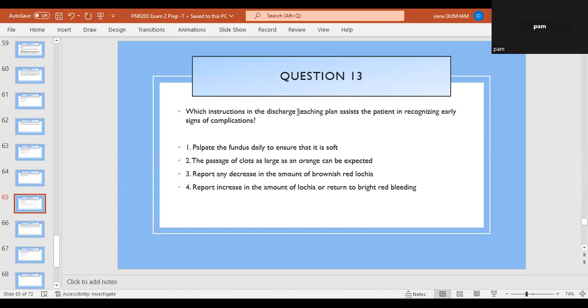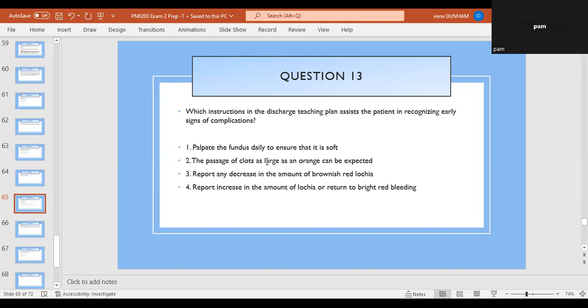I got a few more, not too many, and then I think we'll be done. Which instructions in the discharge teaching plan assist the patient in recognizing early signs of complications? Okay. So again, what's the question asking me? It's asking me in the discharge. So would it be palpate the fundus daily to ensure that it's soft? No, we want to make sure it's firm. So that one's definitely out.